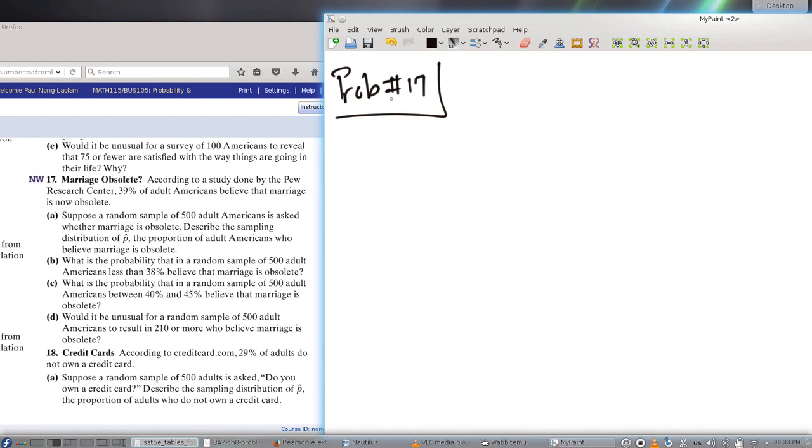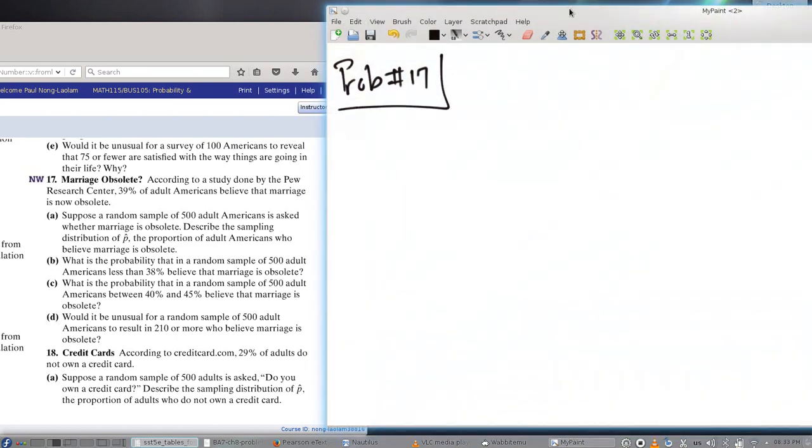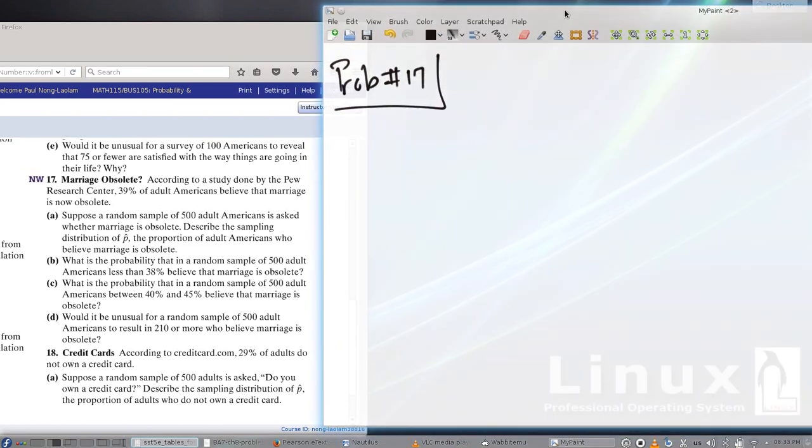According to a study done by the Pew Research Center, 39% of adult Americans believe that marriage is now obsolete. I guess this problem is quite a controversial one, but for the sake of our argument and the practical problem of the sampling distribution of the sample proportion, we'll take a look at this interesting problem. The information given to us is that the proportion is 0.39. That's the only thing given to us.